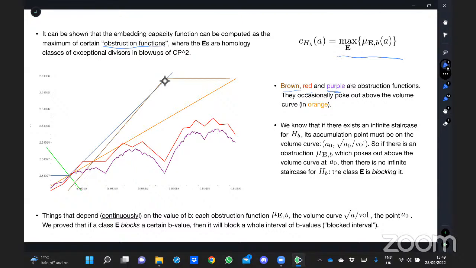And so if I plotted all the possible obstruction functions, then I would just look at the maximum one, and there would always be one that is poking above, or if not, I would just be at the volume curve.